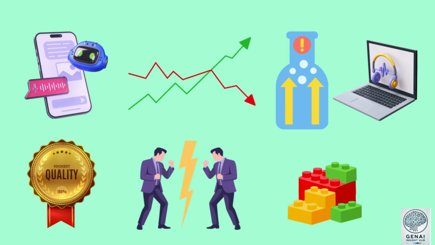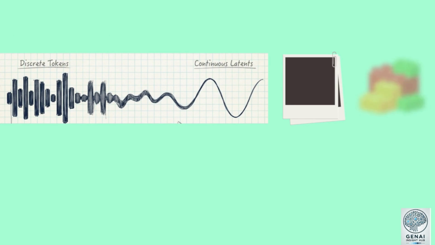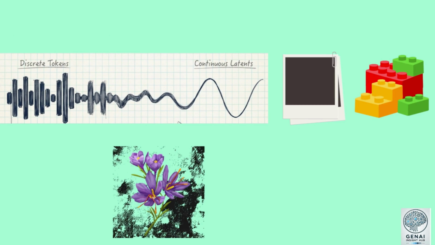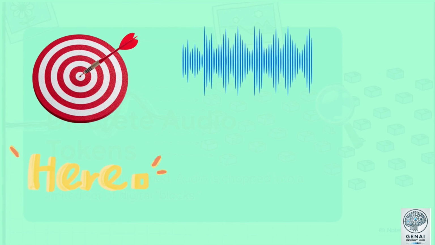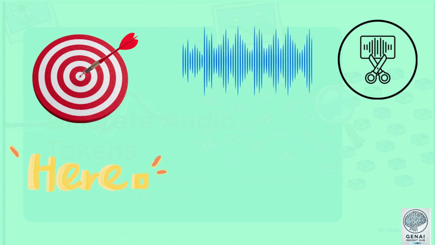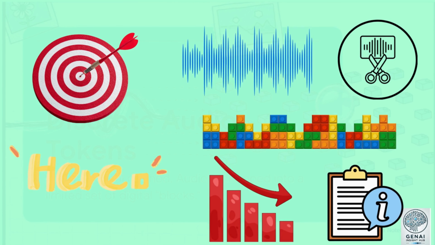So the old school approach is all about something called discrete audio tokens. And honestly, the best way to think about it is like trying to build a super detailed photograph, but you only have a small bucket of Lego bricks. You can kind of get the shape right, the basic idea, but you're going to lose all those subtle colors and fine lines. That's exactly what's happening here. The original smooth audio wave gets chopped up and squeezed into these digital blocks, and in that process, you lose information. It's gone forever.